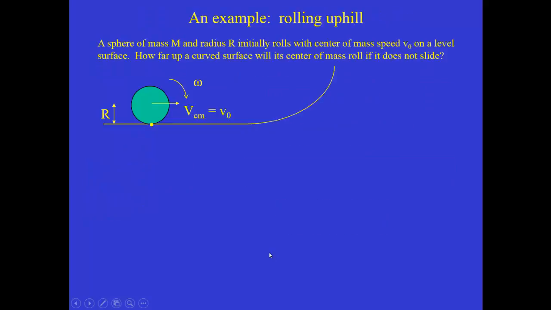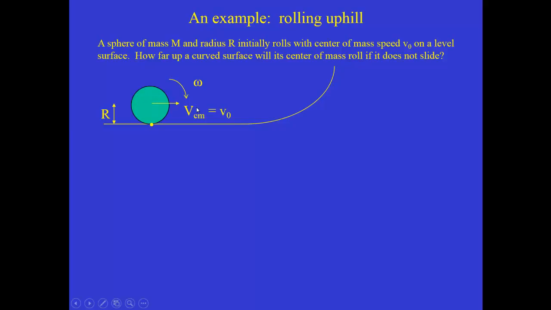So here's the example that I'm going to do in class. A sphere of mass m and radius r initially rolls with center of mass speed v0 on a level surface. How far up a curved surface will the center of mass roll if it does not slip or does not slide? So here we have this sphere. Think of it as a marble. I believe you might have a homework problem like this as well.